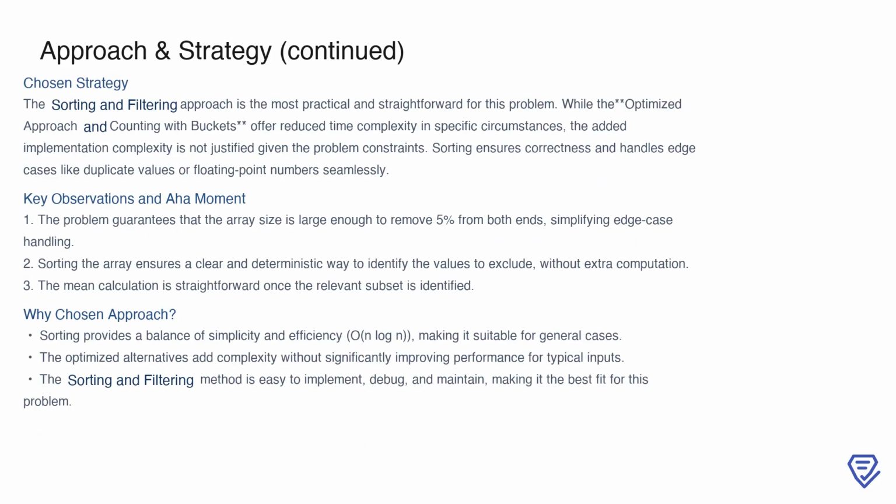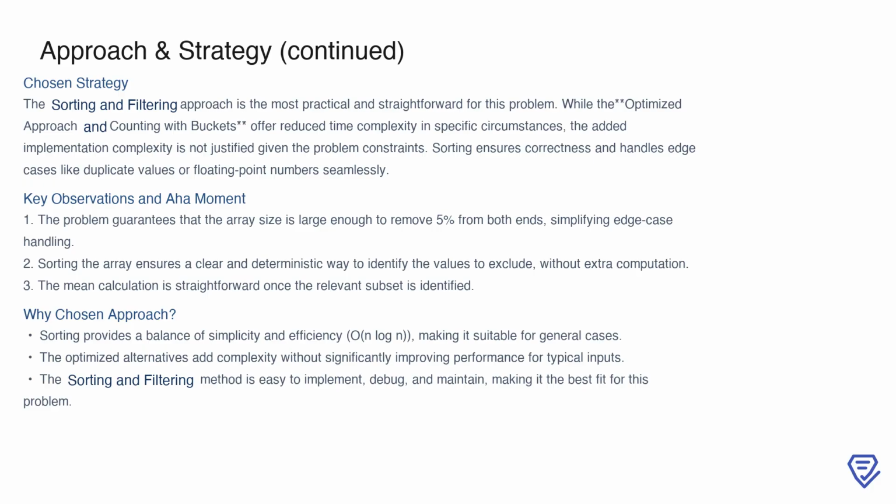After evaluating the different approaches, the sorting and filtering method emerges as the most practical and balanced solution for this problem. Although optimized alternatives like quick select or bucket counting can reduce time complexity in specific situations, their added implementation complexity is unnecessary given the problem constraints. Sorting provides a clear and reliable way to handle edge cases, such as duplicate values or floating point numbers, while maintaining correctness. Additionally, the problem guarantees that the array size is large enough to remove 5% from both ends, simplifying edge case handling. Sorting not only ensures a deterministic process for identifying the values to exclude but also makes the computation of the mean straightforward.